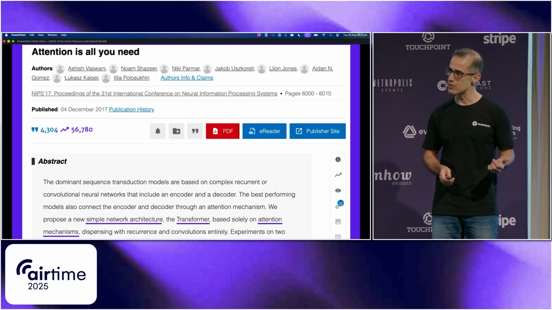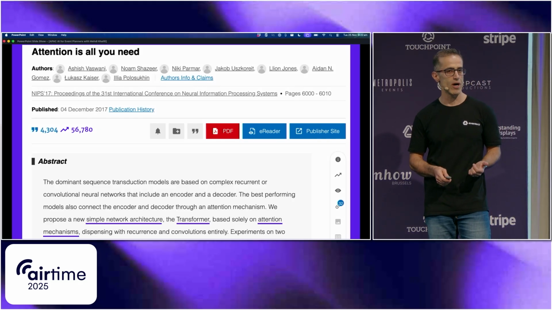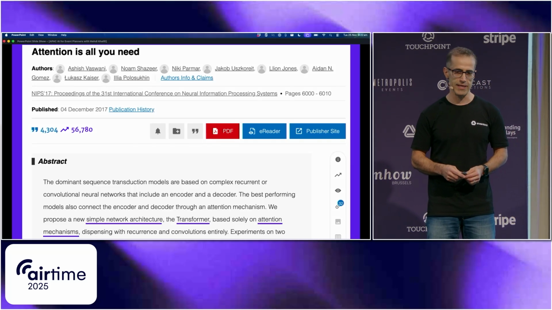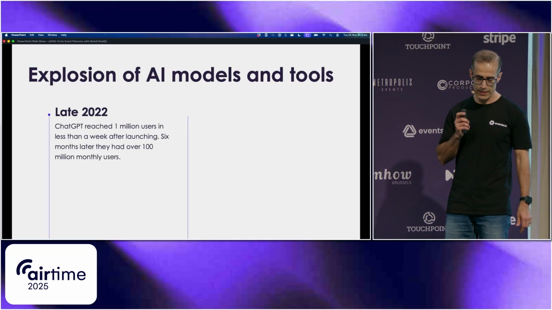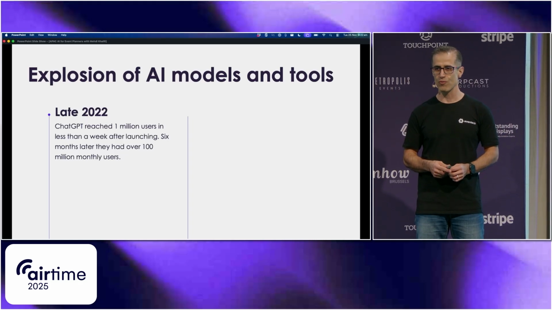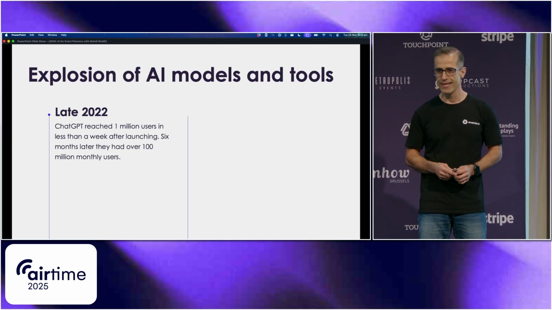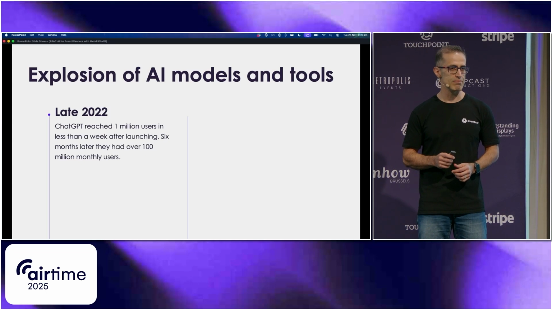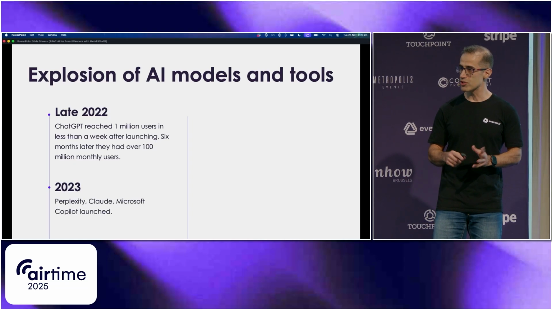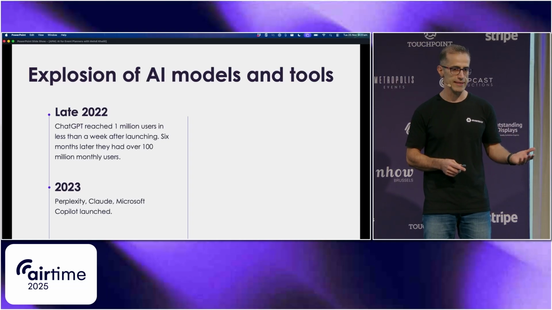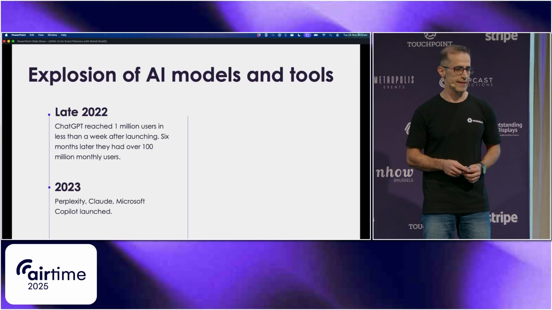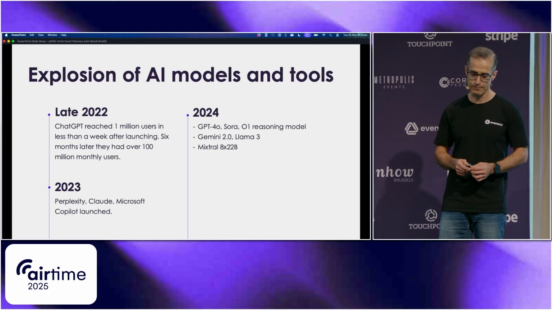Then 6 months after this, OpenAI launched GPT-1. 6 months after that, they launched GPT-2. A year after that, they launched GPT-3, and it just snowballed from there. In 2022, OpenAI launched ChatGPT, and within 1 week, they had 1 million active users. Within 6 months, they had 100 million active monthly users. These numbers are mind-boggling. In 2023, a bunch of other innovation happened. We had other tools, such as Perplexity, which self-proclaimed to be a Google killer. We had Claude, which is a competitor to OpenAI, and Microsoft Copilot, and so on and so forth.